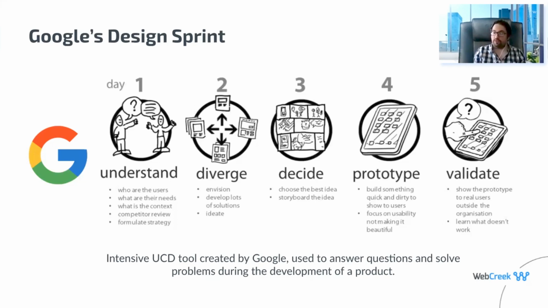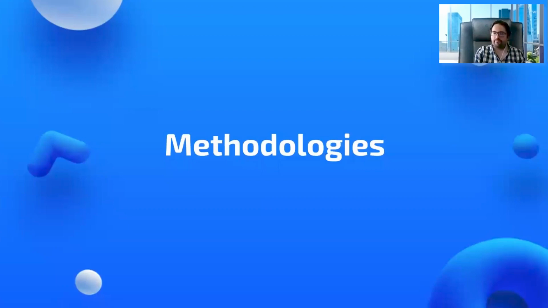By day number 4, you can build something very quick and dirty to show users in order to evaluate. And by day 5, you can show the prototype outside the organization and learn about if that works or not. So it's more used to solve questions from the innovation standpoint, by creating new things, instead of being a process used for a broader, more complex product like the ones that we used to do at WebCreek. But it helps solve things quickly and test them quickly in particular.